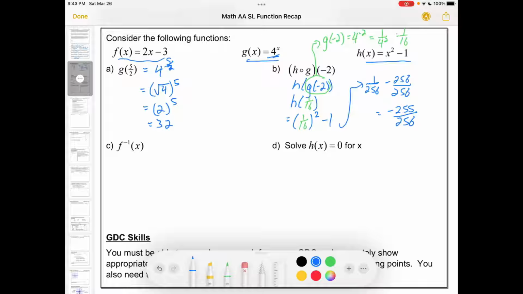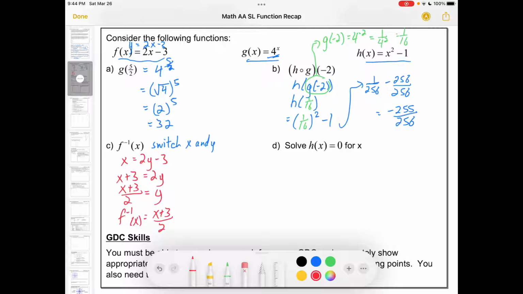The next question is asking us to find the inverse. So to do that, we switch x and y. F of x really meant y equals 2x minus 3. So the inverse is going to be x equals 2y minus 3. And now all we do is isolate y. So that would be x plus 3 equals 2y, or y equals x plus 3 over 2. Or if we write it with the nice notation, that would be f inverse is x plus 3 over 2.